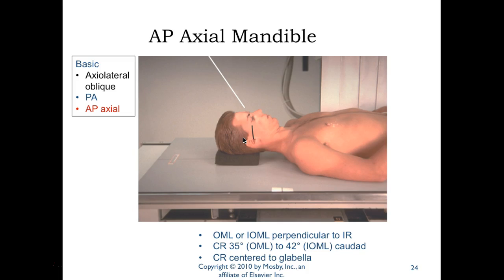So there's also, which is not Merrill's, we had to pull this out of Bontrager, so it's important that you know this view too. The AP axial mandible, since sometimes the patient can't do the prone. You're going to do OML or IOML perpendicular to the IR, and as you know, it's a 7-degree difference between the two. So your CR is going to be 35 degrees caudad for the OML, and if you're going to use the IOML, it's 42 degrees caudad.